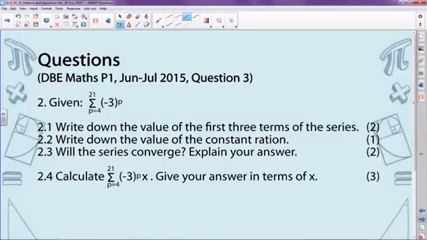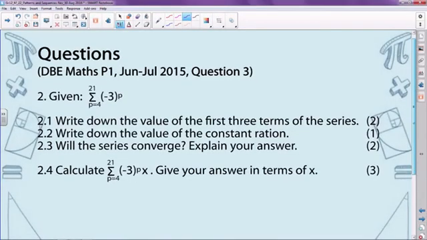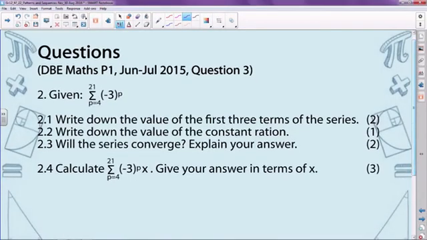So this is question 3 from that same paper. I want you to have a chance to just take it down, write down the key information that you can gather from that sigma notation. Guys, you've got 3 minutes to take this down.